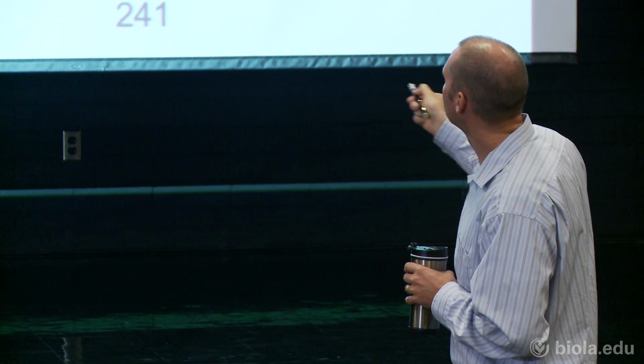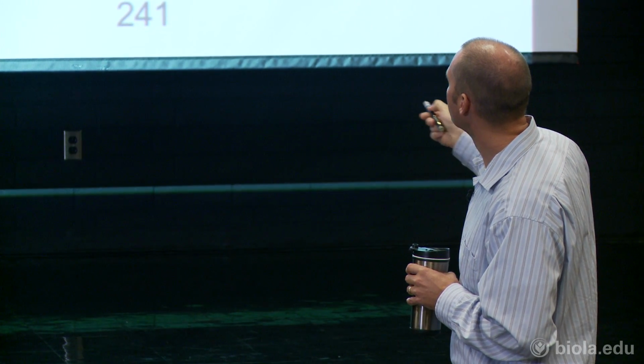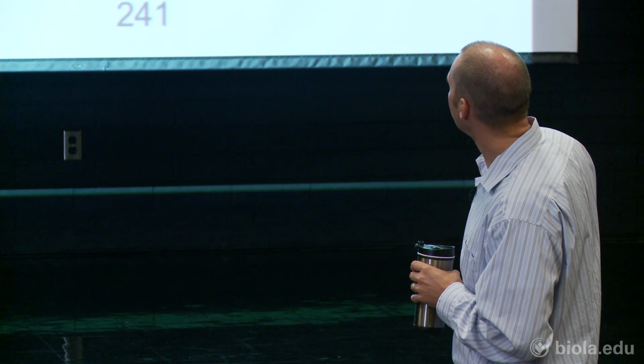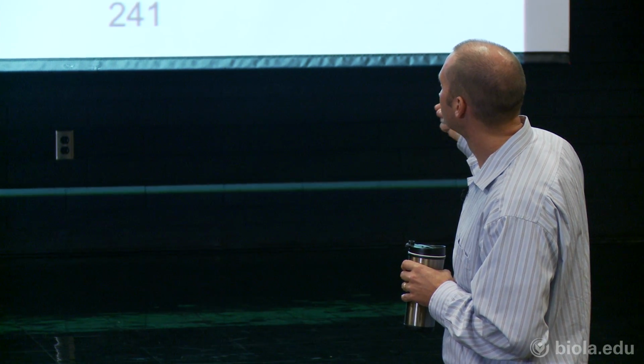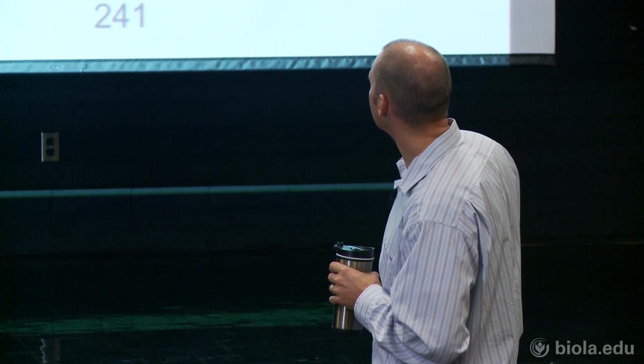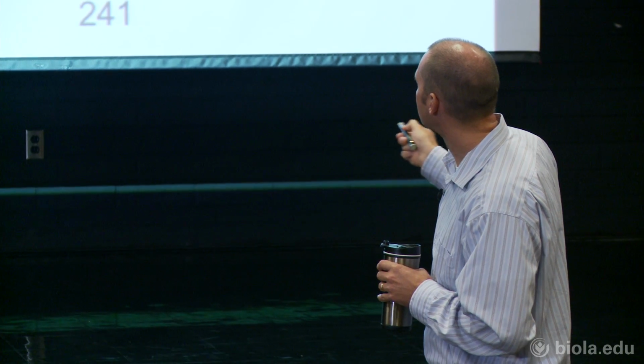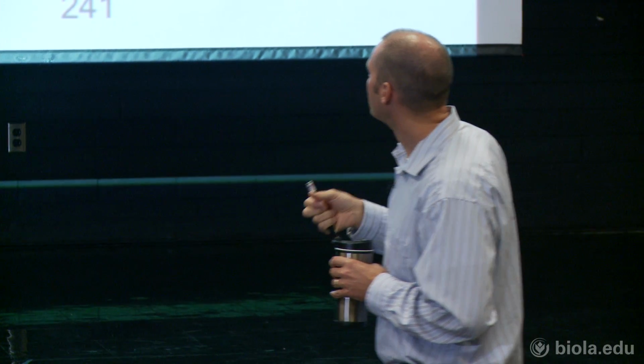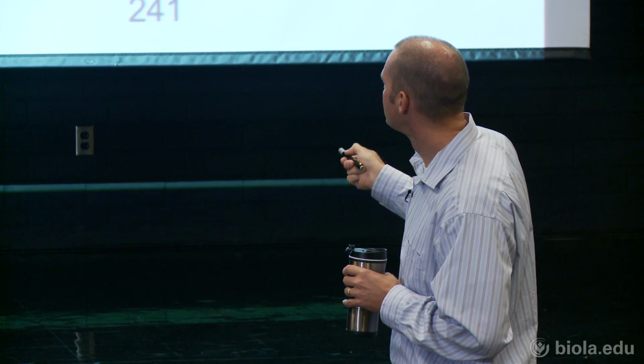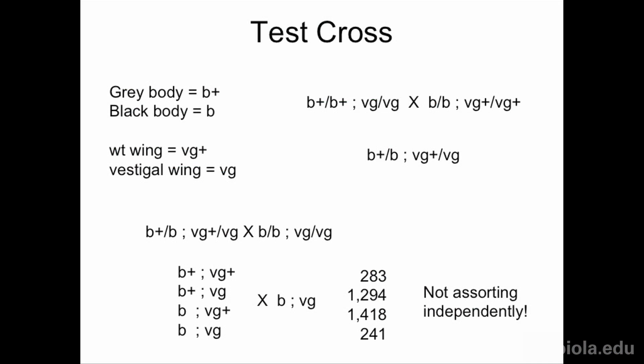I'm crossing that animal from a pure breeding line with another animal from a pure breeding black-bodied line, right? Homozygous recessive for black body, wild type for vestigial. And so what I have now is heterozygous at both traits, right? If I take that individual and do a test cross, so a test cross is to a male that's homozygous recessive for both.